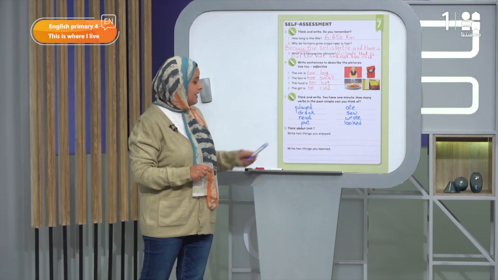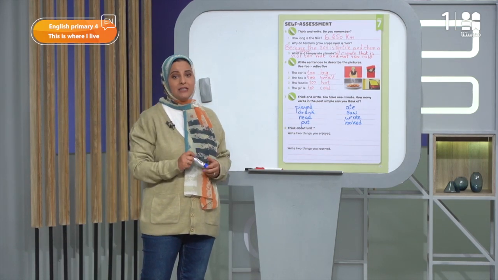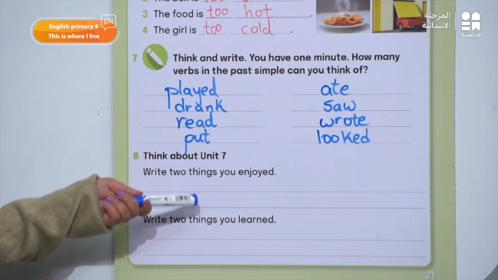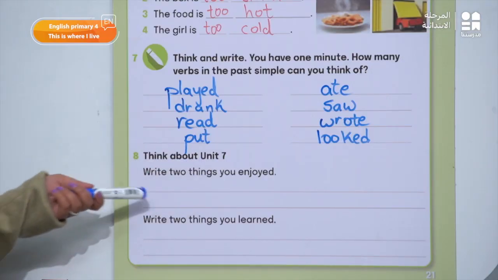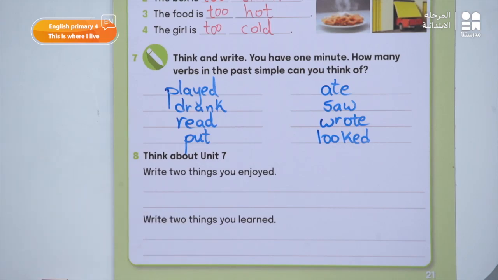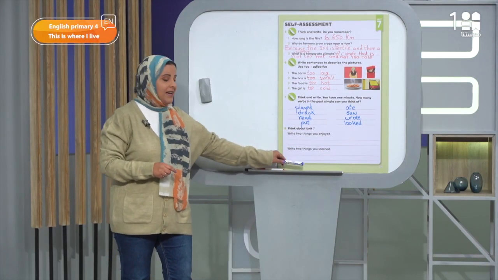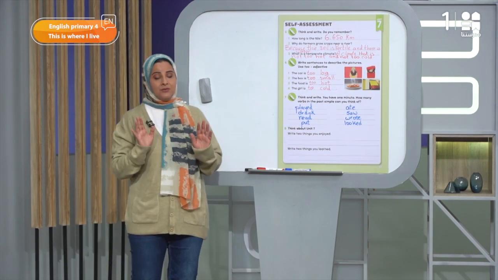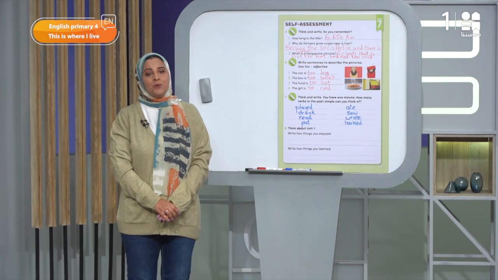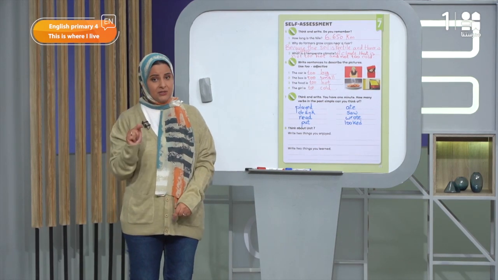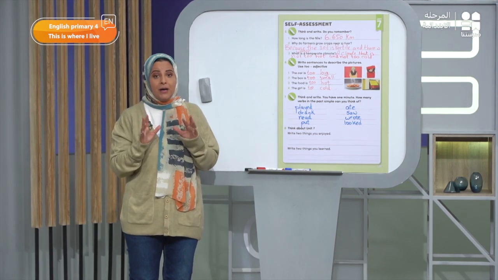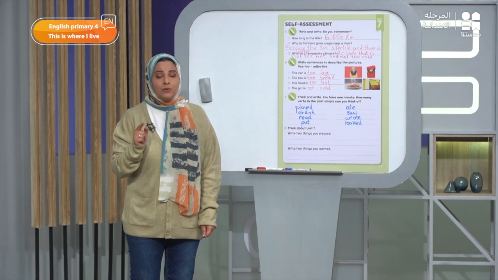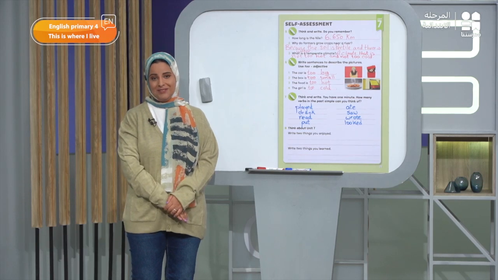In exercise number 8, I want you to think about Unit 7. All the unit. You are going to write 2 things you enjoyed and 2 things you learned. And now we have finished our lesson. We have done a great job through this unit. In the next unit, you will be thinking about festivals and special days. Next time, you are going to have loads of fun as usual.